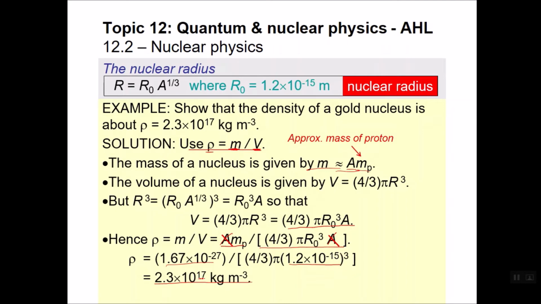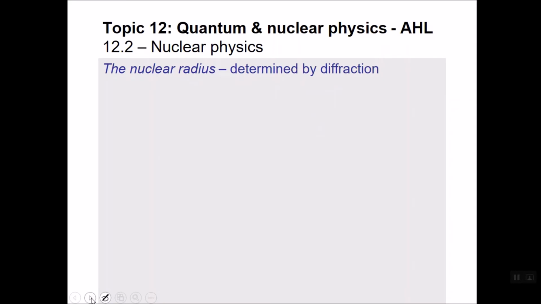This is an incredibly high number. I once heard somebody describe it as 1 teaspoonful of this density material would equal the weight of a battleship, or an aircraft carrier. I think an aircraft carrier. It's just an incredible amount of mass, and it makes sense when you look at a nucleus of an atom. There's very little space in the nucleus. It's all matter. So there we have that. Okay.